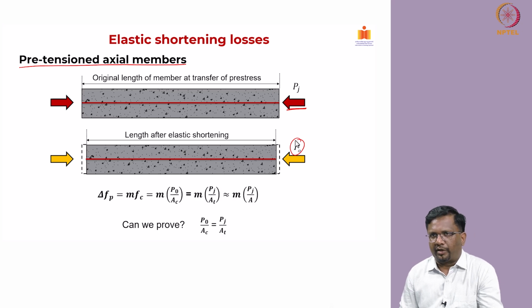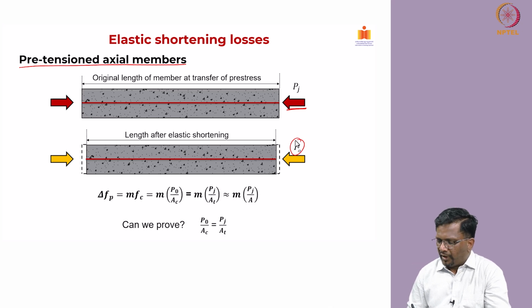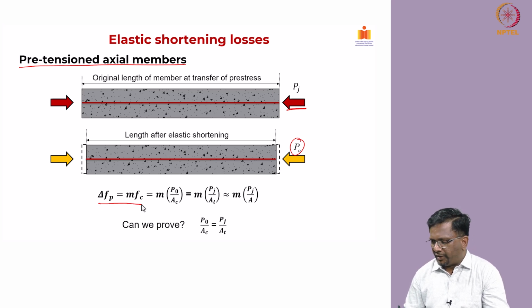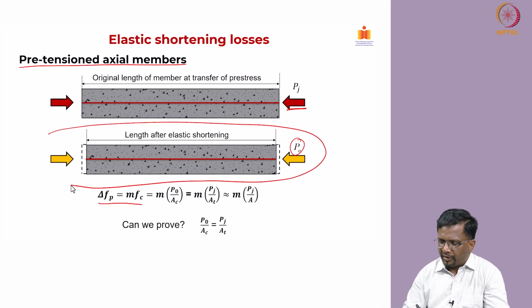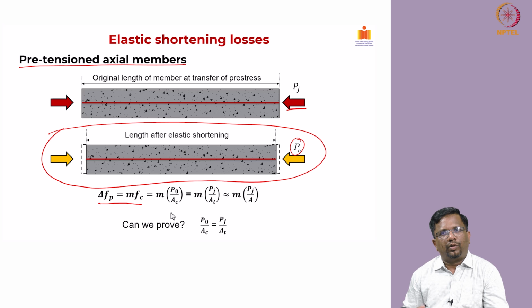Now, how do we calculate that? I think we have already seen this. Delta Fp is nothing but m into Fc. Now, the question is, how do you calculate Fc? If you look at this particular case, Fc is nothing but the force that is being transferred to the concrete, which is P naught. So, P naught by AC will give me the Fc. Now, but P naught is what we are trying to find out, right.